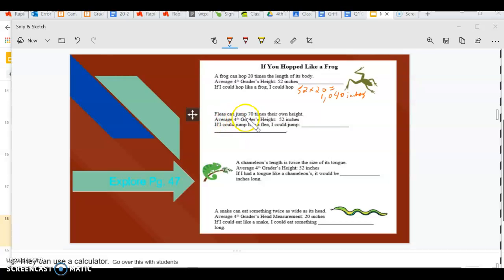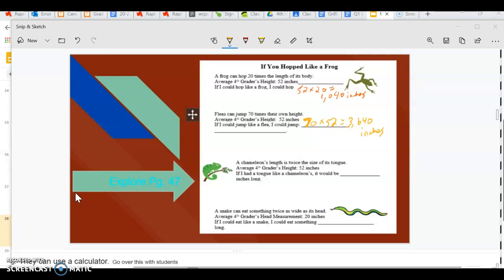Fleas can jump 70 times their own height. Average 4th grader's height, 52 inches. If I could jump like a flea, I could jump how far? I'm going to pause it, you take a look at it. Use your calculator and try to solve it on your own.